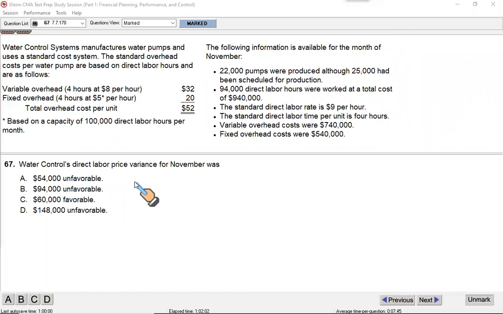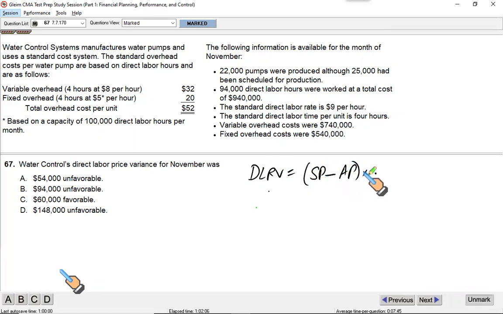Direct labor price variance: what the price should have been versus what price we actually paid. Let's write this down. Labor price variance, sometimes called the direct labor rate variance, is equal to the price we should have paid versus the price we actually paid, multiplied by the actual quantity of hours worked.